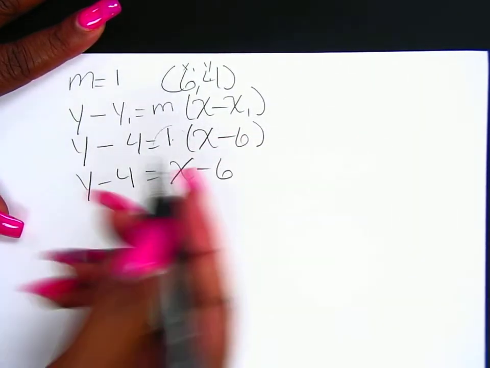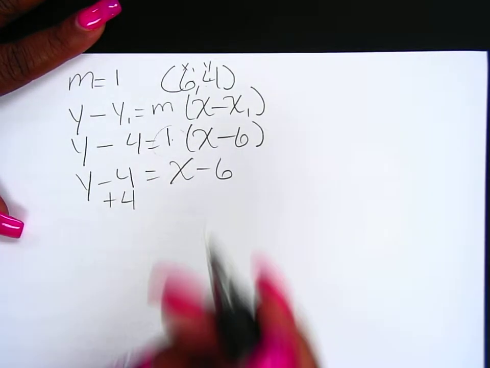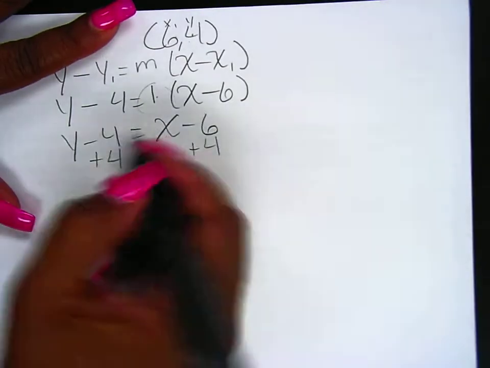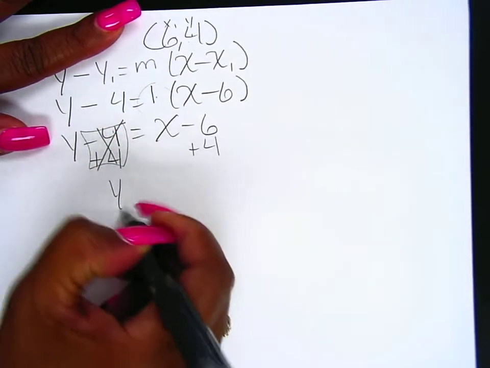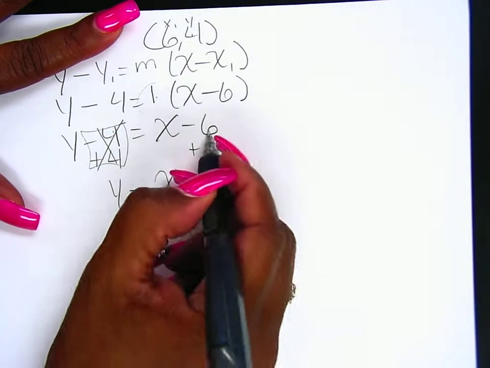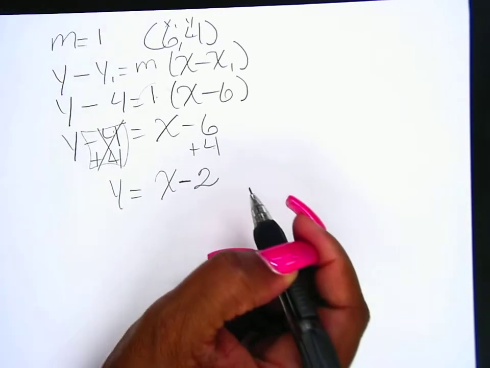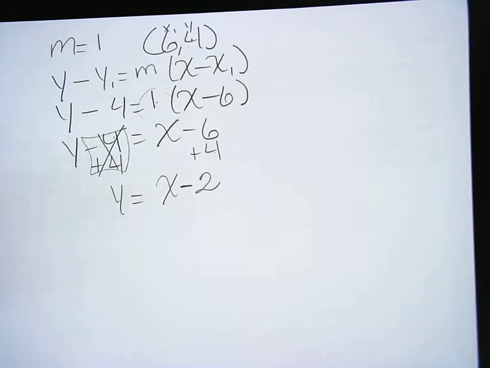Okay. So now what am I going to do? Add 4 to both sides. You got the sum of negative 4 and 4 is 0, so it cancels. Bring down your y. You have x, and negative 6 plus 4 is negative 2. Okay. So I'm done. I got y equals x minus 2. Hey, I'm done with that one.